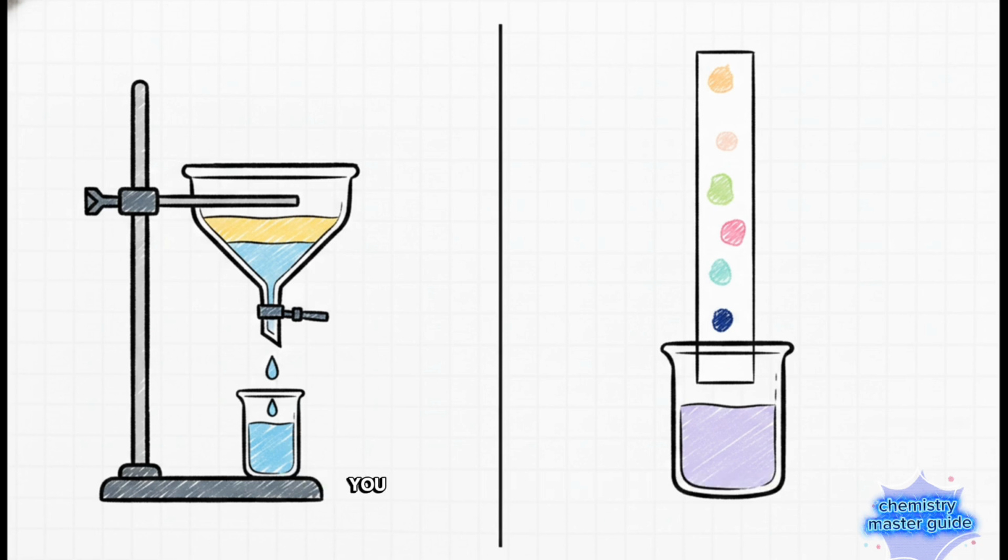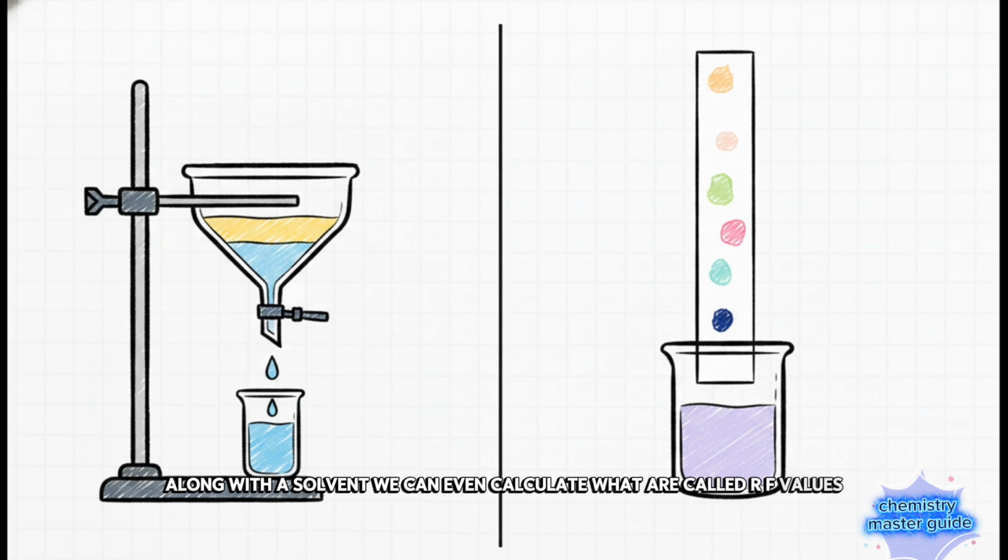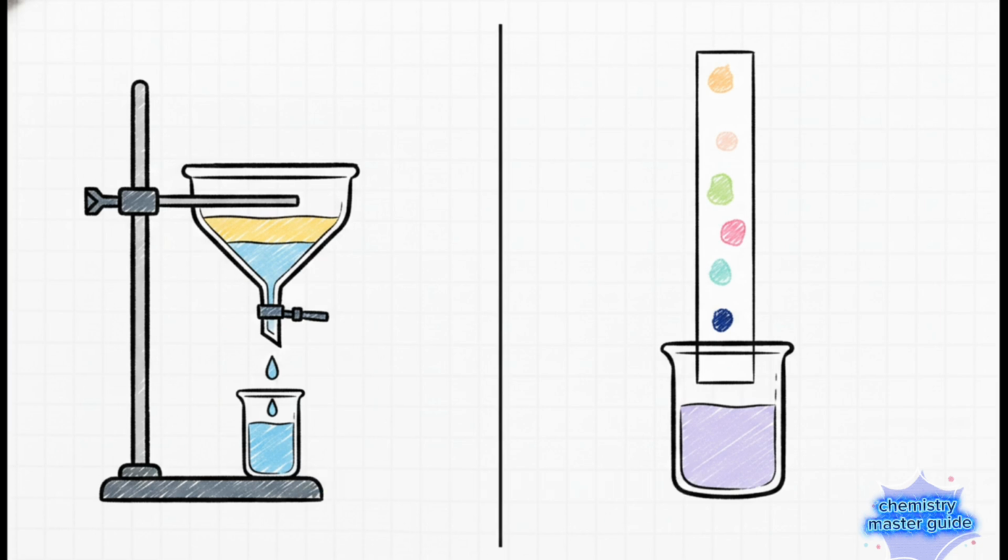And, on the other hand, if you're trying to identify different colored components mixed together, like complex dyes or inks, you would use chromatography. That technique relies on how fast different substances travel up a piece of specialized paper along with a solvent. We can even calculate what are called RF values, which is a specific mathematical ratio of the distance the spot traveled compared to the solvent, to uniquely identify the exact substances present.